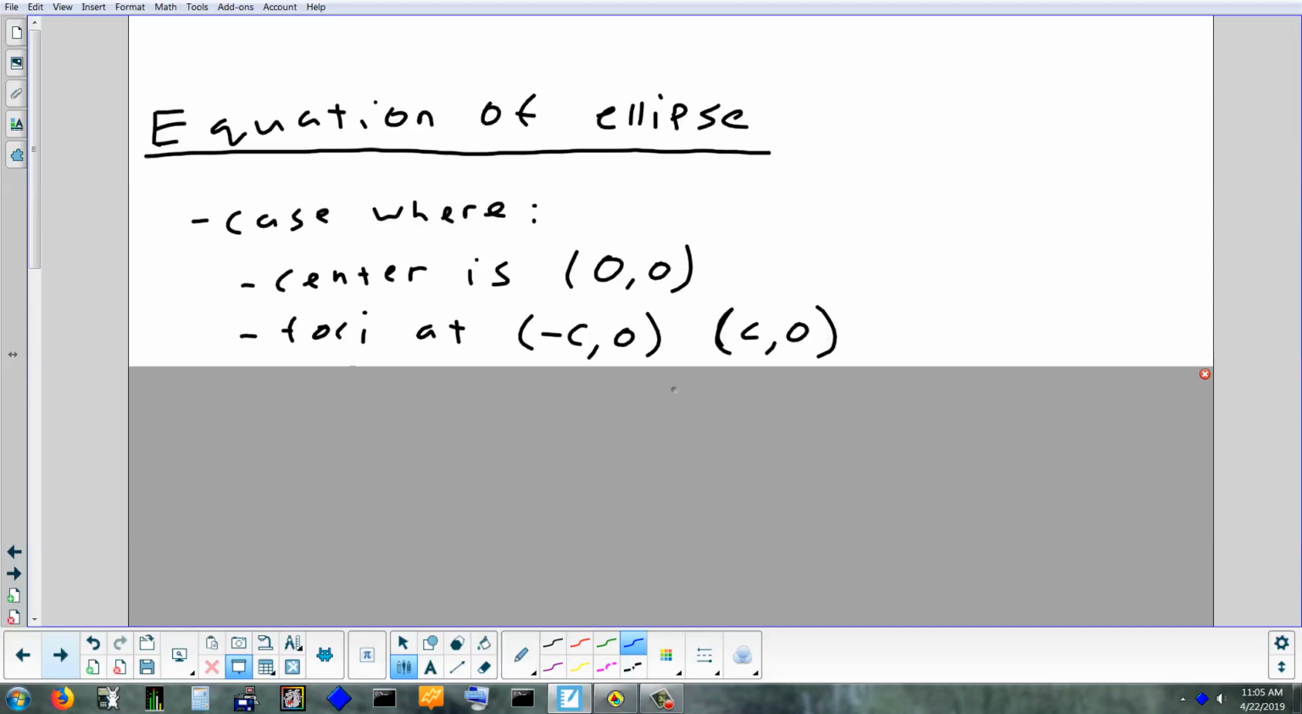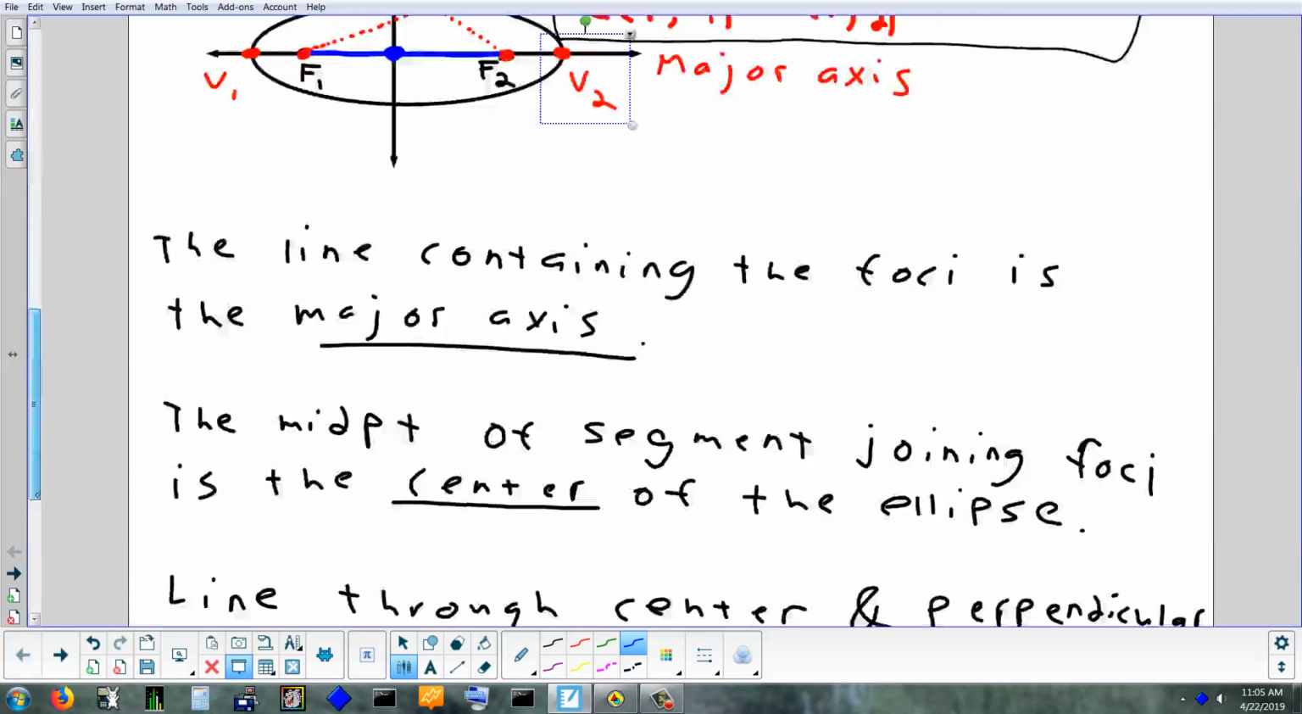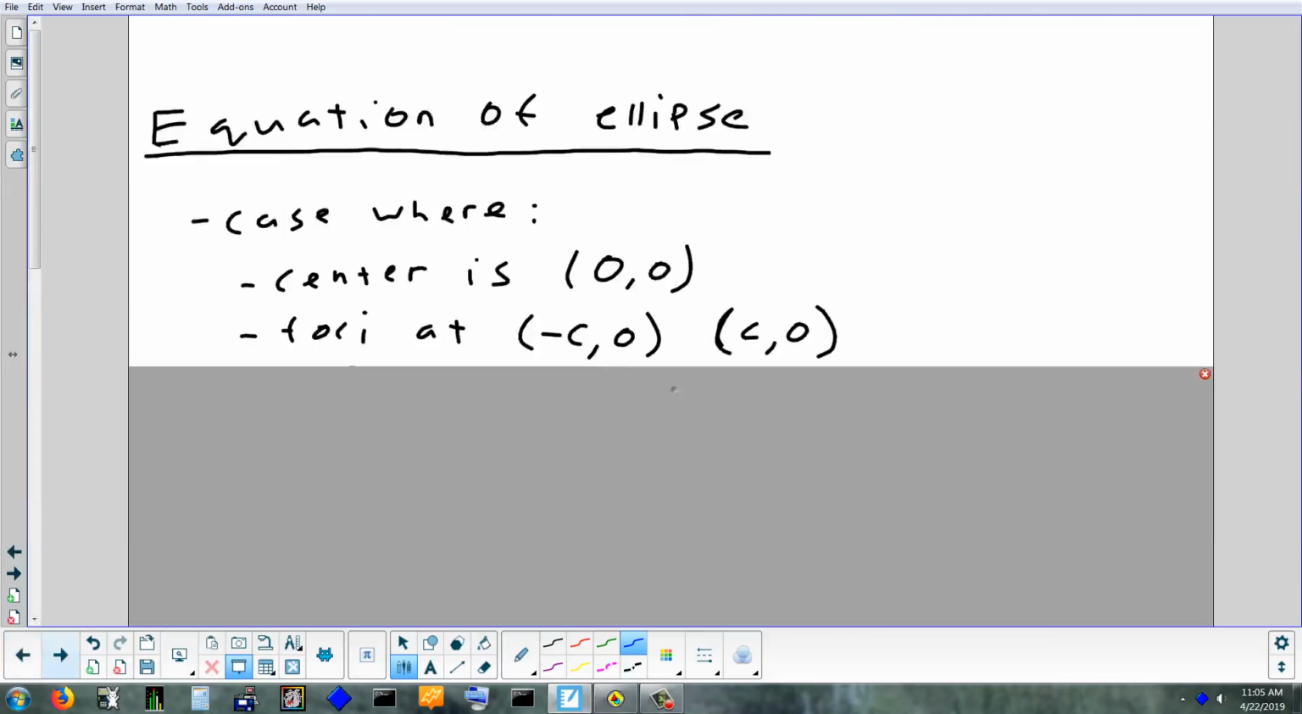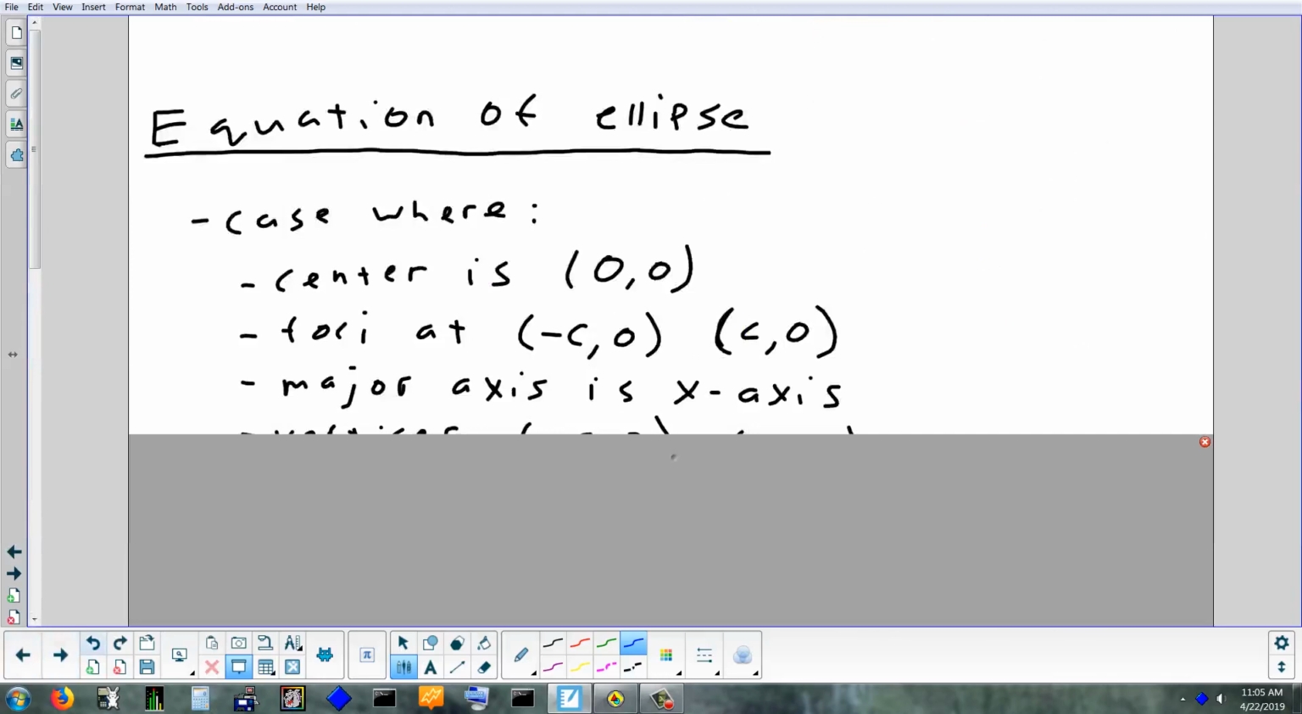Horizontal. It's got to be horizontal because the definition of the major axis is the line that contains the foci. Well, this point is left a certain amount of units. This point is right a certain amount of units. There's no up and down at all. They're both zero, which means the major axis has to go horizontal. So saying that the major axis is the x-axis is kind of redundant, but it is.